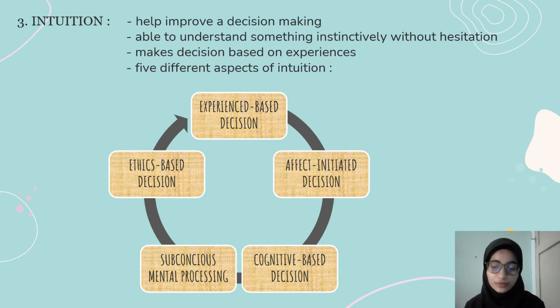Studies have shown that there are five different aspects of intuition in managers. As I stated before, in bounded there are several examples such as bounded awareness and bounded self-interest, and the same goes for intuition. It also has different aspects. The first one is experience-based decision. In experience-based decision, managers make a decision by referring to their previous experience in life.